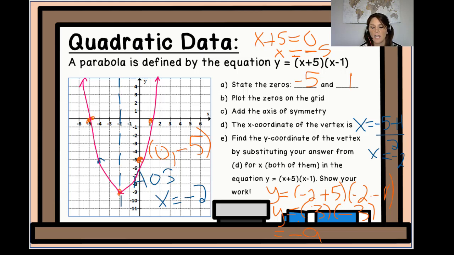And then for good communication, I'm going to also write in the actual equation. So y equals x plus 5 times x minus 1. It's always a good idea for communication to label your graph once you're finished. And also put arrowheads at the end of your parabola to show that we could extend the data further and the parabola.